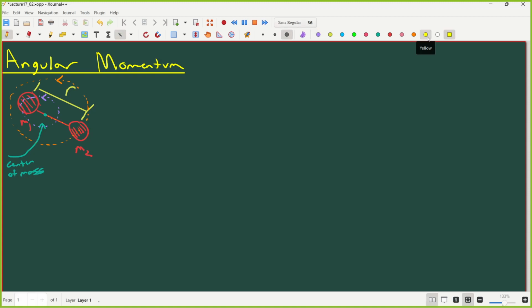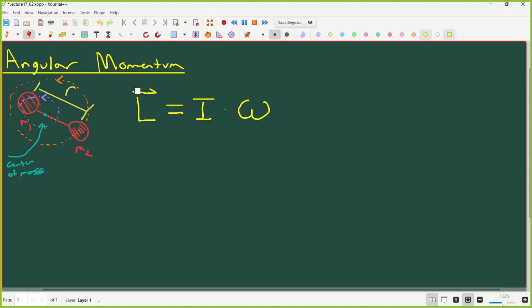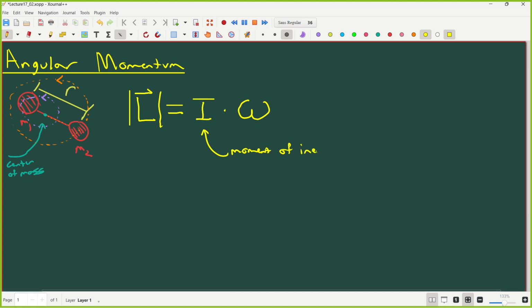The idea was that the angular momentum of this system is this number I, which we call the moment of inertia, times the angular frequency. Sorry, I should be very careful about this. This is the magnitude of the angular momentum, because frequency and moment of inertia are scalars. It's not a vector. The moment of inertia is like an effective mass. It's a rotational mass, an inertial mass.